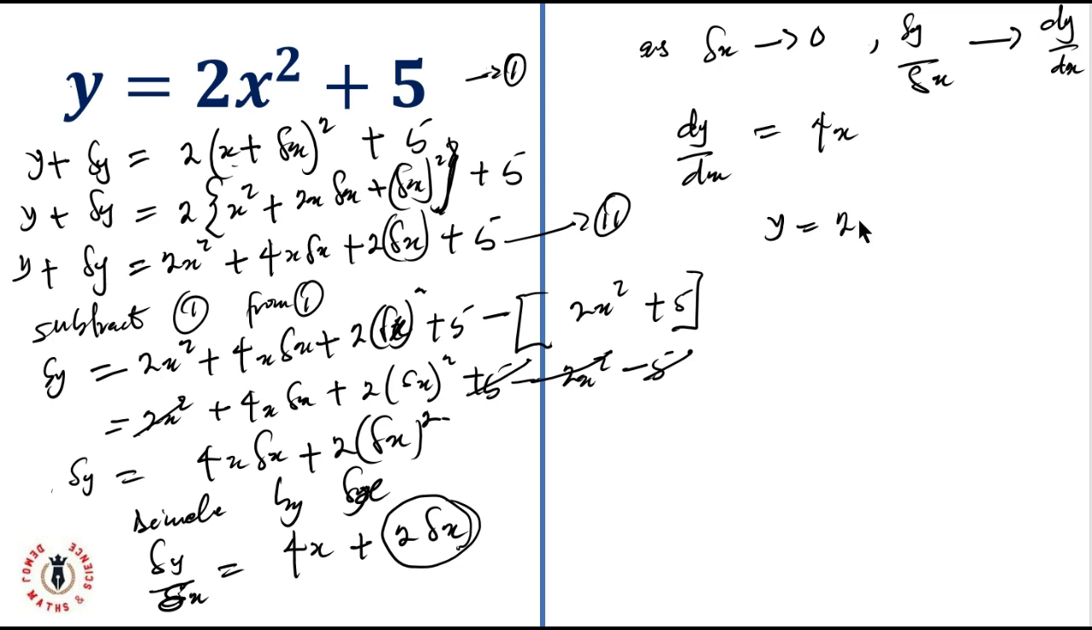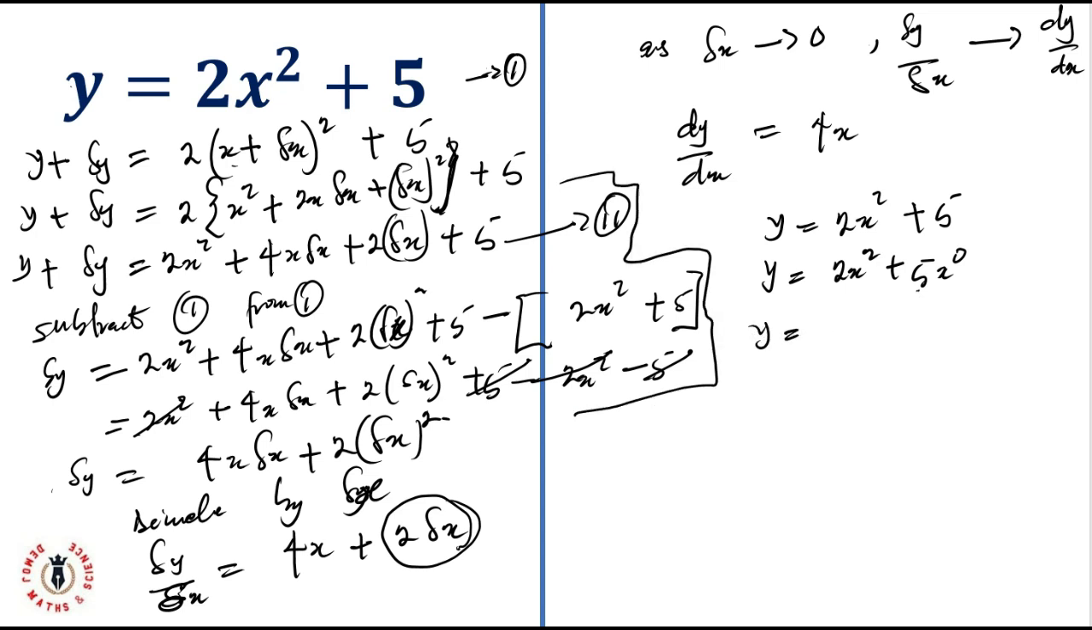Now let's use our formula method to test our answer. y equals 2x squared plus 5. I want you to note how I will treat 5, because 5 is a constant. I'll treat it this way: y will be equal to 2x squared plus 5x raised to power 0. x raised to power 0 is the same thing as 1, and 1 times 5 is still 5. So I've not changed that equation.